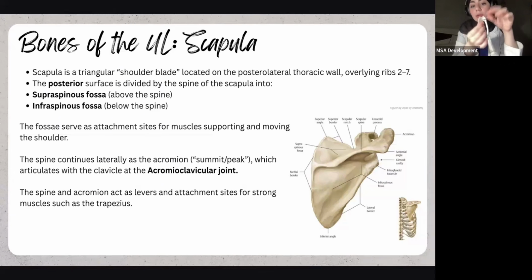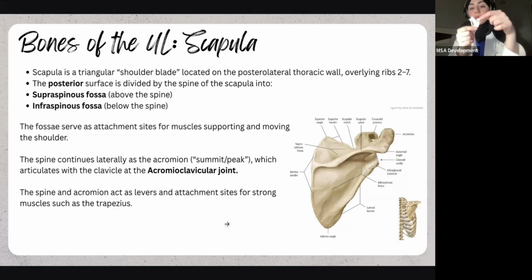Now, because we had these fossa, again, I mentioned that these are going to be areas where the muscles will inhabit. Now, if you look kind of medially towards here, you'll see something known as the scapular notch. Now, this is going to be a perfect place for a nerve and an artery to inhabit. And I think that's pretty much it.